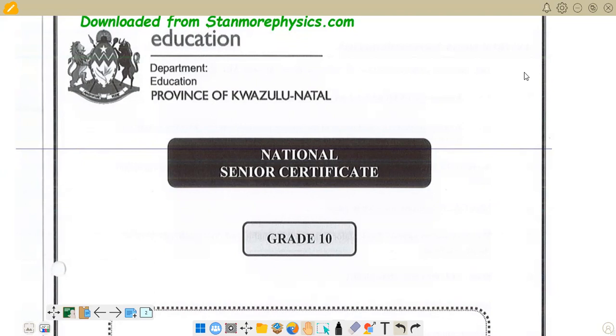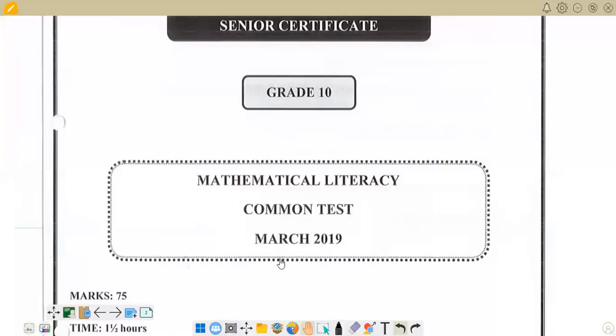Today we want to look at a question paper from March 2019, for the province of KwaZulu-Natal. So we are going to go through this question. It's Grade 10, remember, and then we answer the questions that follow. So this is a common test of March 2019.